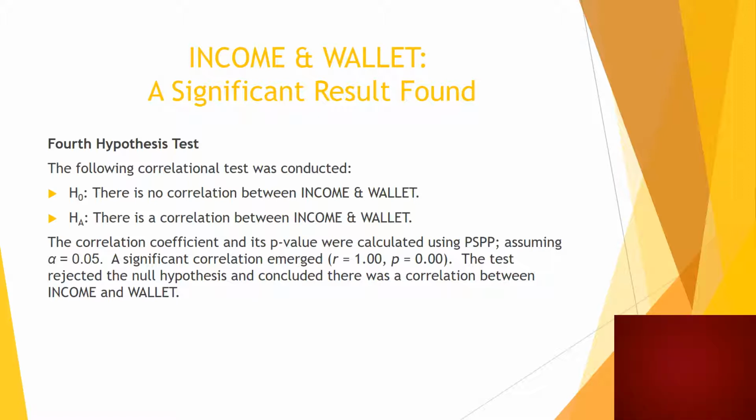And we did find a significant correlation with an R value of 1.00 and a p-value of 0. So we were able to reject the null hypothesis and conclude that there was a correlation between income and wallet.